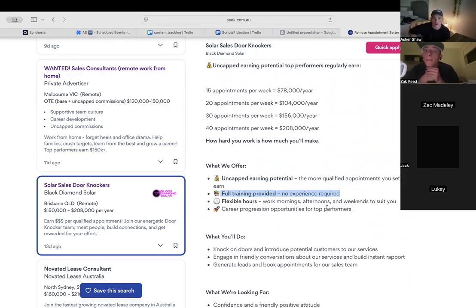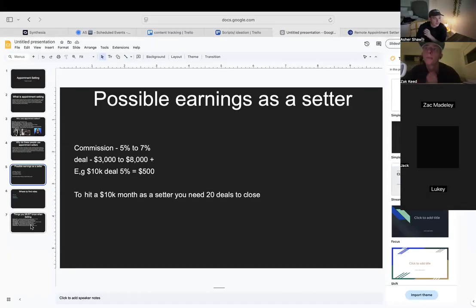Because if they can see that you might potentially have what they need in you, even if you don't have any experience, they're like, "Oh, we'll train you full time." So yeah, those are the ones I would definitely jump onto and just have a look.